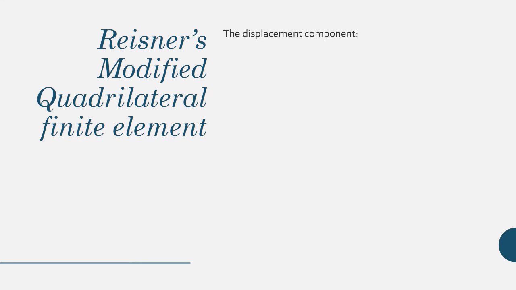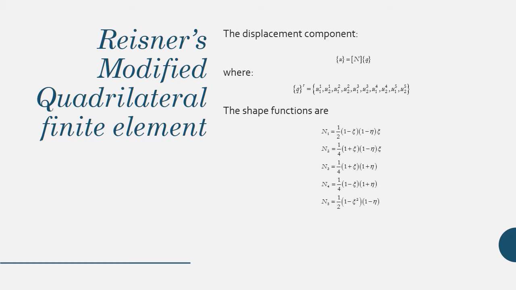Okay, we will now have to describe the displacement component. The displacement component is described by this equation. U, which is the global displacement, is equal to N times Q, where N is the matrix of interpolation for displacements, and Q is the nodal displacement. Next, the shape functions in the matrix of interpolation are as follows.